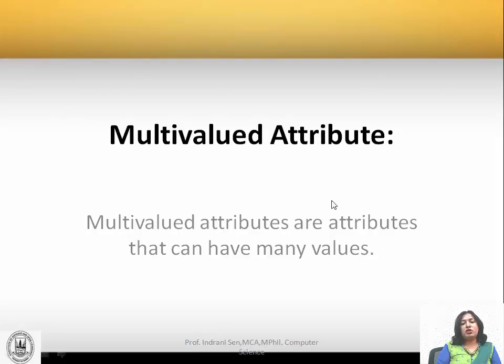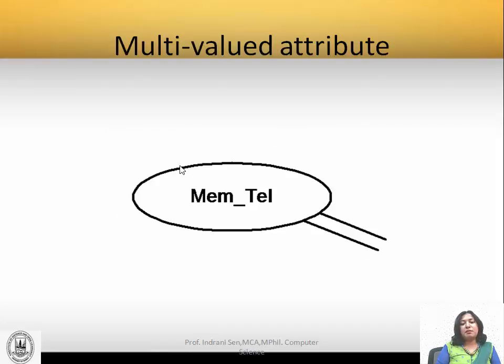We can talk about the multi-valued attribute now. An attribute of an entity which can consist of more than one value is known as a multi-valued attribute. An example can be telephone number. A student or a member or an employee can have more than one telephone number. So here member telephone number is a multi-valued attribute and it is shown by a double line while connecting to the entity.